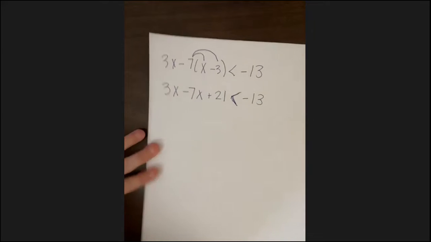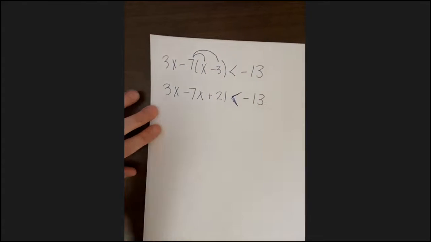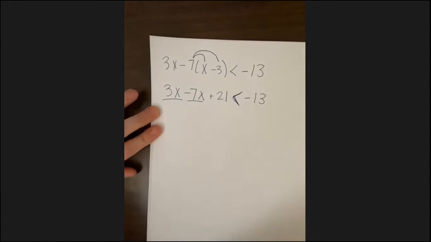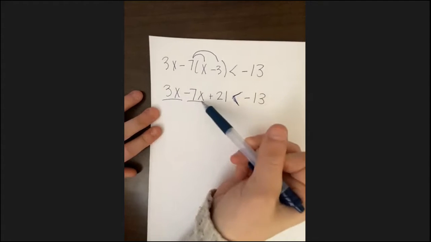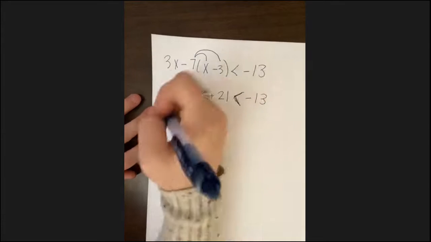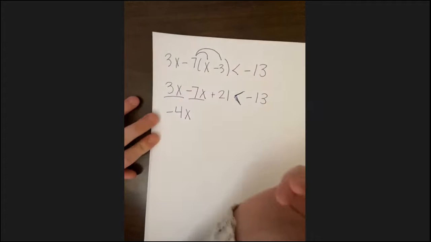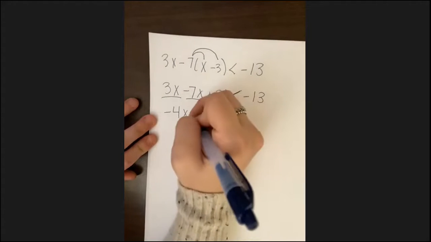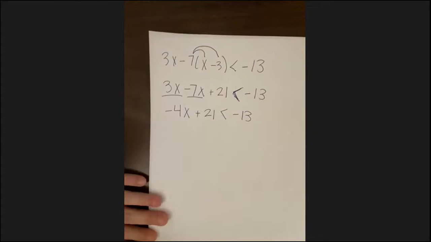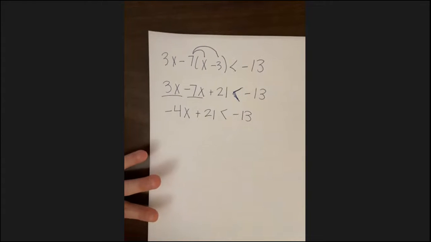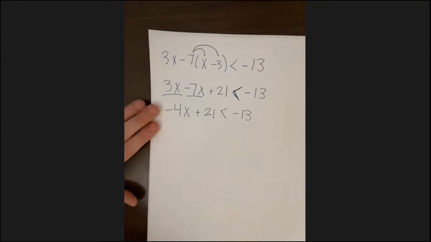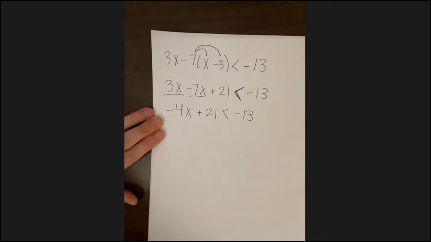Now what do we need to do? Like terms, right? This is a like term and that's a like term. They both have just 1x with them. So 3 minus 7 is negative 4x, right? And then just rewrite everything else that we aren't changing. And now this just looks like an equation, which we should know how to solve, right?